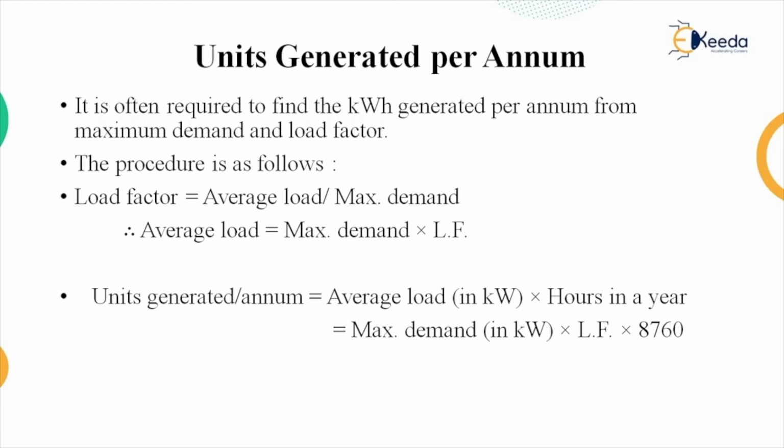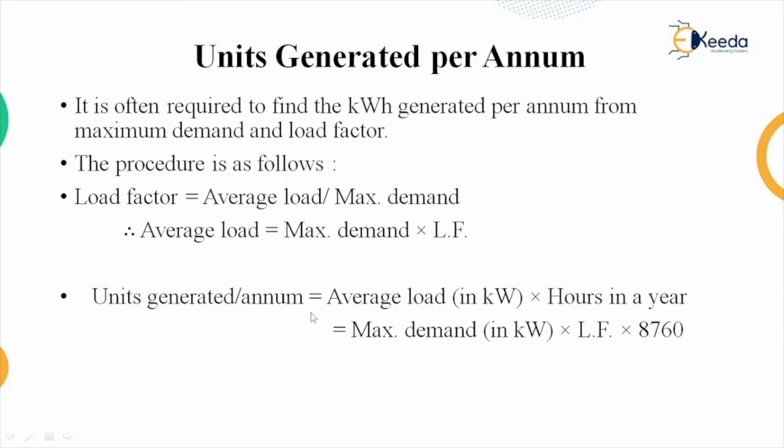Now next is the unit generated per annum, meaning how many units are generated yearly. It is often required to find the kilowatt hour generated per annum from maximum demand and load factor. To find kilowatt hours generated means, in a particular year, how many units are generated. Load factor is equal to average load upon maximum demand. Average load is equal to maximum demand into load factor.